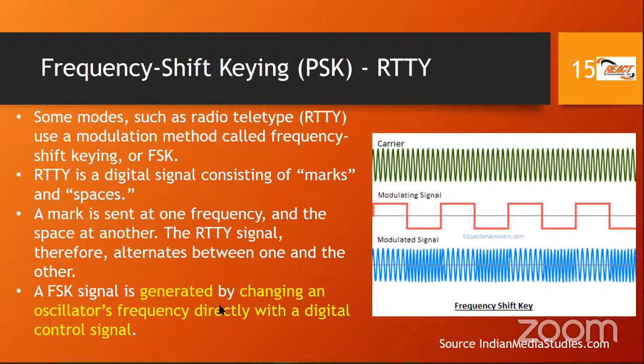So it's generated by having an oscillator frequency, so consider this carrier frequency as the oscillator frequency, vary directly with a digital control signal, consider this modulating signal as the digital control signal. When you add this to this, you end up with a modulated signal where the frequency changes in step with the modulating signal. So that is how RTTY is done using FSK, frequency shift keying.